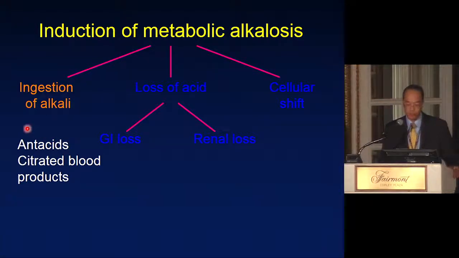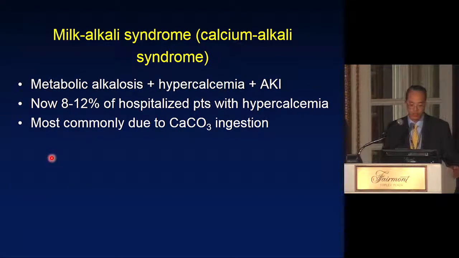Okay? So what causes ingestion of alkali? Obviously, antacids are all alkali. Citrated blood products, also patients that get massive transfusions of stored blood, which have citrate, can become alkalotic from the citrate itself. But bear in mind that the kidney has a remarkable ability to excrete alkali. So it's very unusual to get alkalosis from these alone. An exception to that rule is milk alkali syndrome, which is now being renamed as calcium alkali syndrome because it's often not caused in the current era by milk, but actually by ingestion of calcium carbonate.